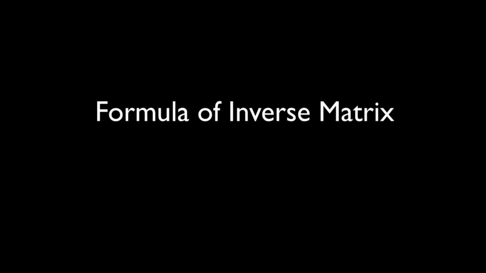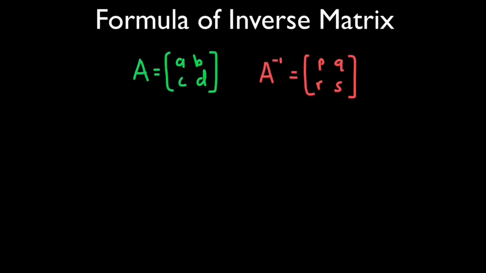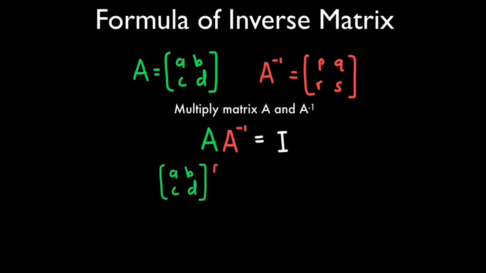Now, on to finding the formula to calculate the inverse matrix. First off, given matrix A equals A, B, C, D, let's assume the inverse matrix of A is equal to P, Q, R, S. As we learned earlier, the multiplication of matrix A and inverse matrix A will result in the identity matrix. So we will also input the formula here. So, A, B, C, D times P, Q, R, S will equal 1, 0, 0, 1.